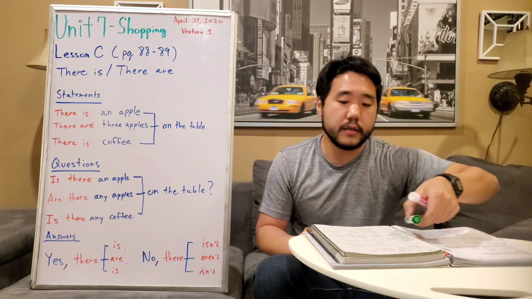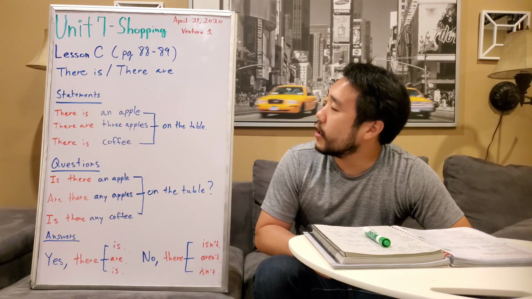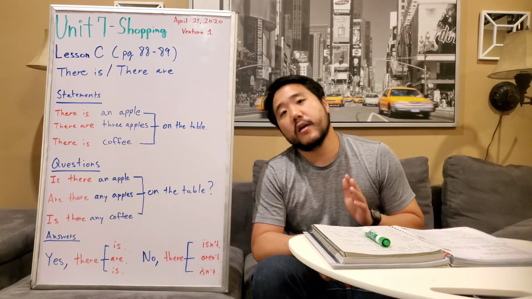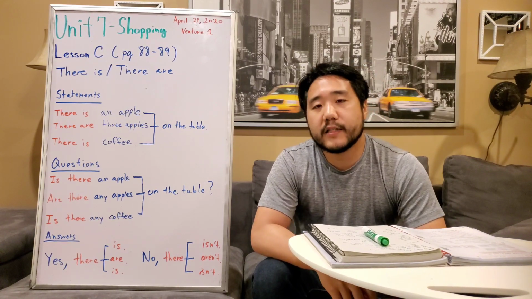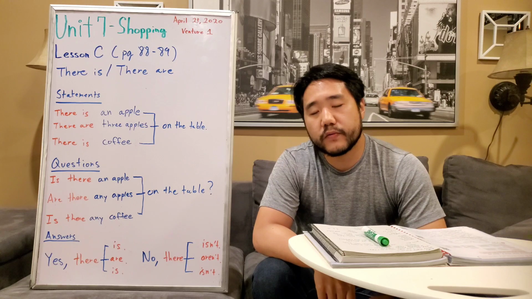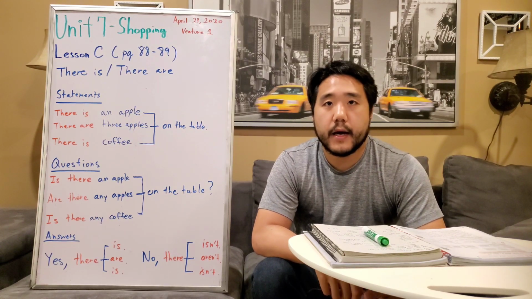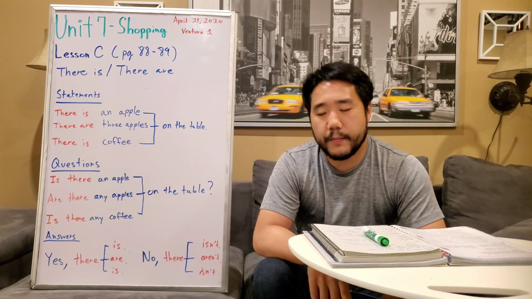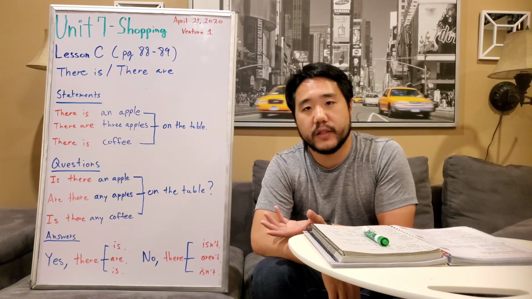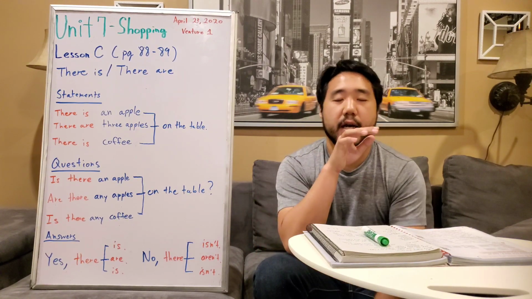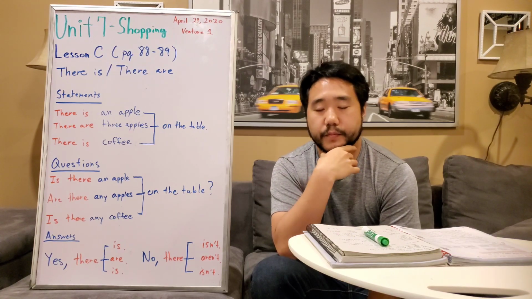We are still in Unit 7, learning about shopping. But not just any shopping, we're talking about grocery shopping. In our last video, we learned some useful vocabulary for grocery shopping, and we also learned about food items that can be counted and not counted. We call them count nouns and non-count nouns.